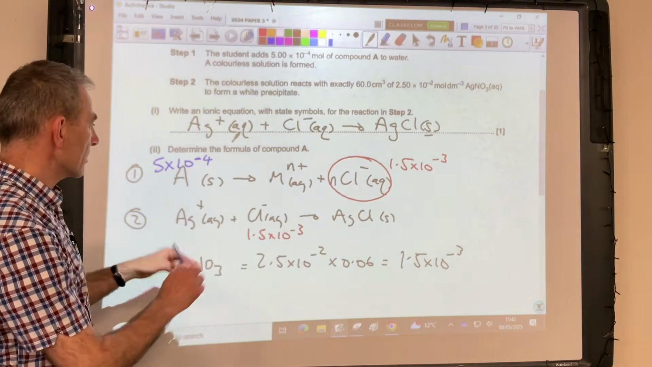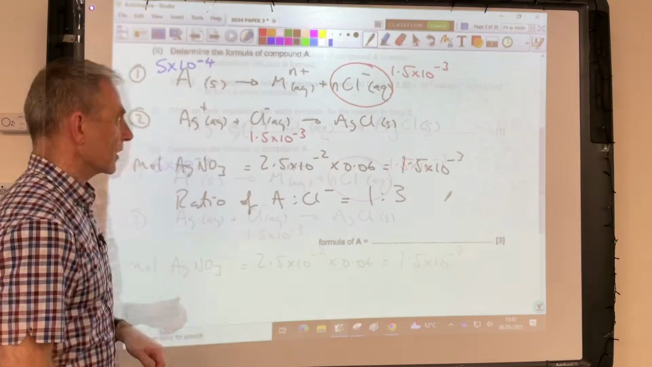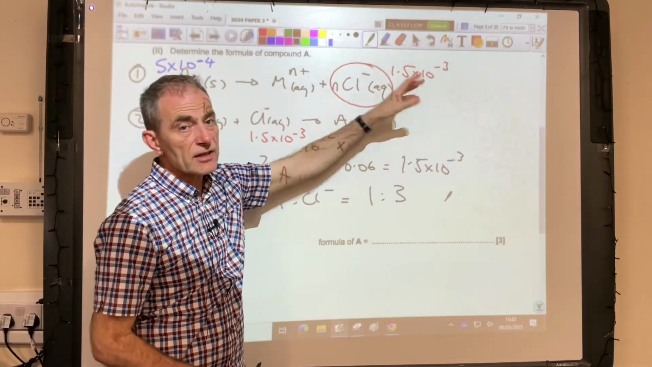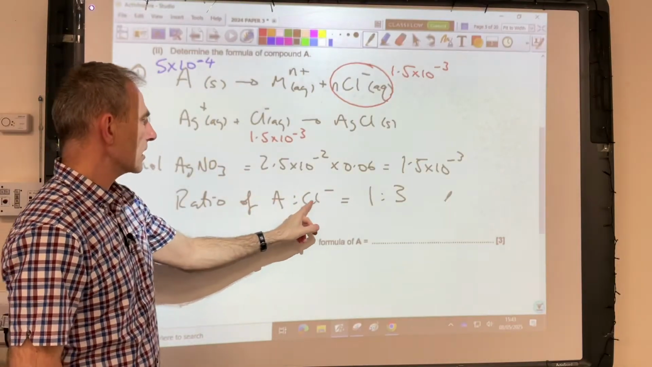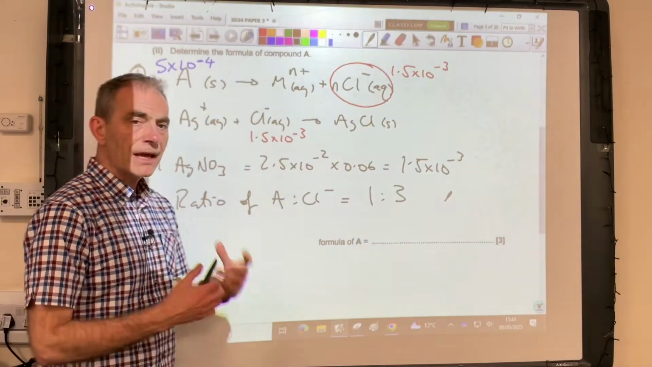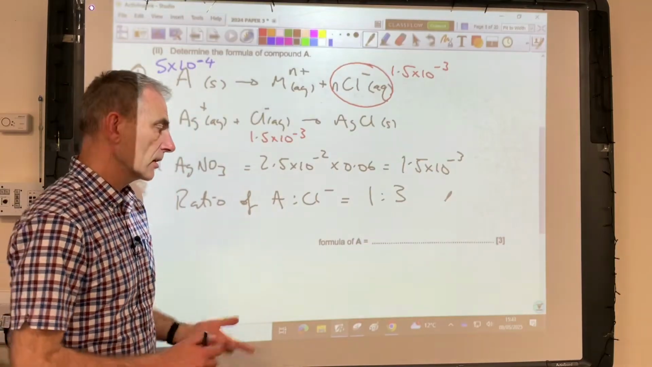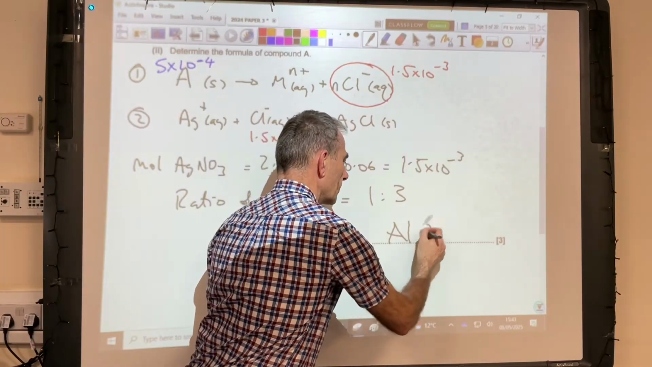So all we need to do is work out the ratio between that and that. So the 1.5 times 10 to the minus 3 is 3 times bigger than the 5 times 10 to the minus 4. So the ratio of A to Cl minus is 1 to 3. So that means that the metal must be a 3+ ion. So it's aluminium. So the identity of A is AlCl3.